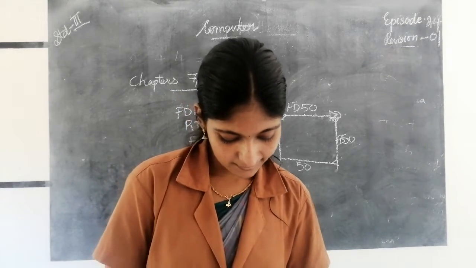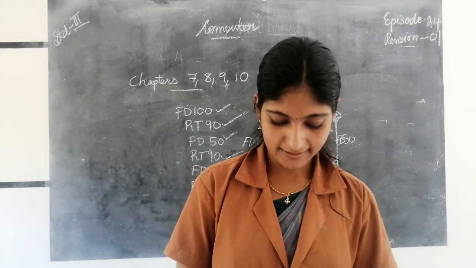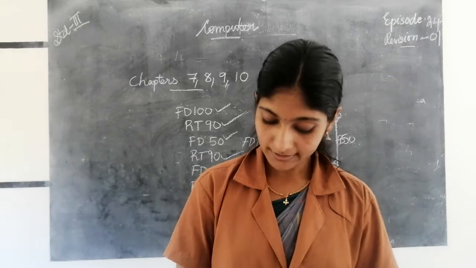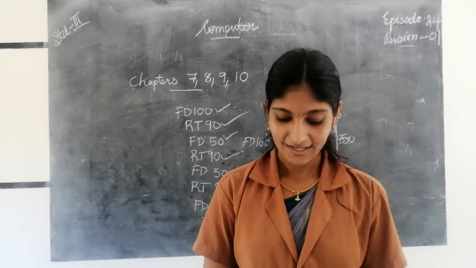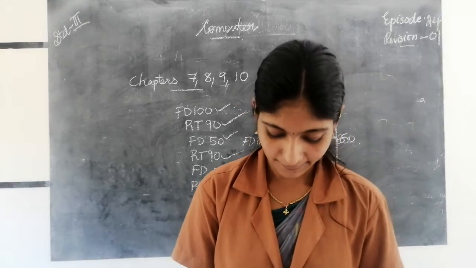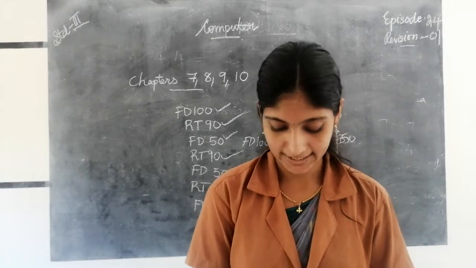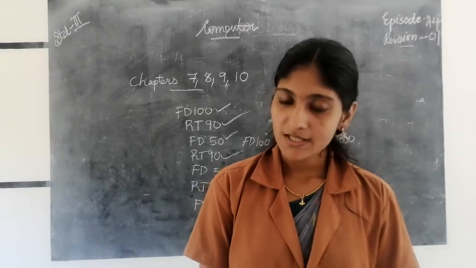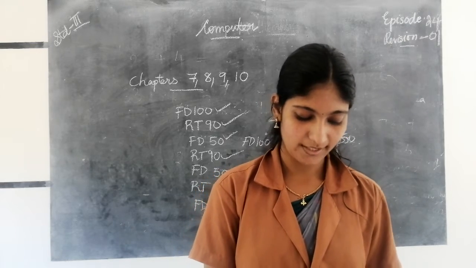Then, what are the full forms of FD, BK, RT and LT? FD means forward, BK means back, RT means right, LT means left. Which command is used to clear the drawing area? CS. What is the use of PR command? Used to print the messages and also do calculations.